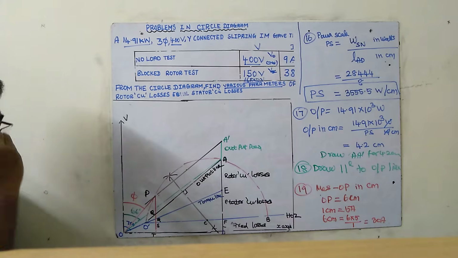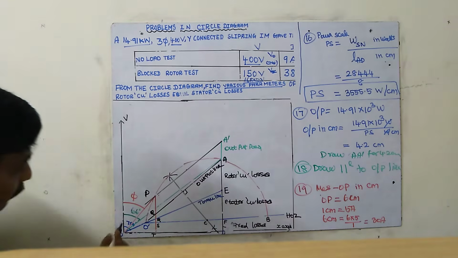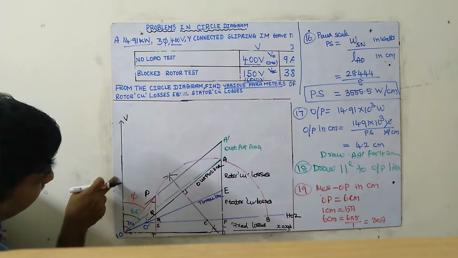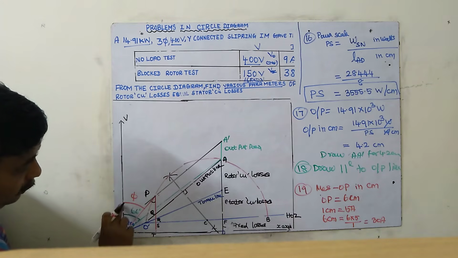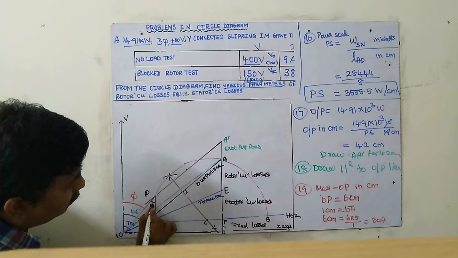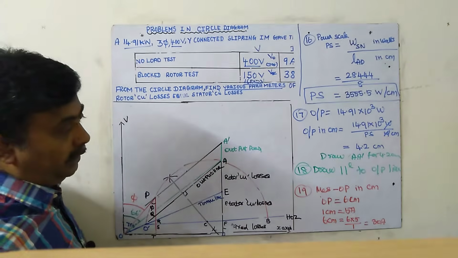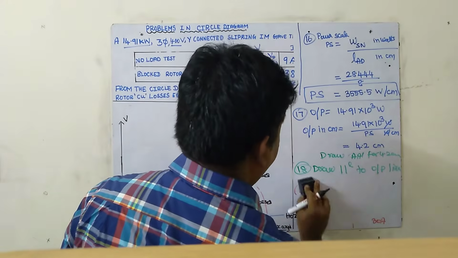Next, if this angle is phi, what will be this angle? This red color line and the y-axis are parallel, so this angle will also be phi automatically. Okay, I will go on to steps 10 to 20. I will clear all those things.